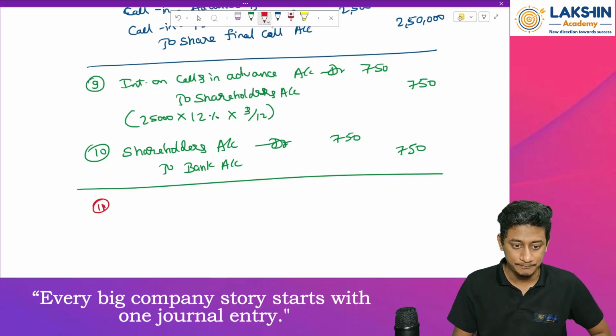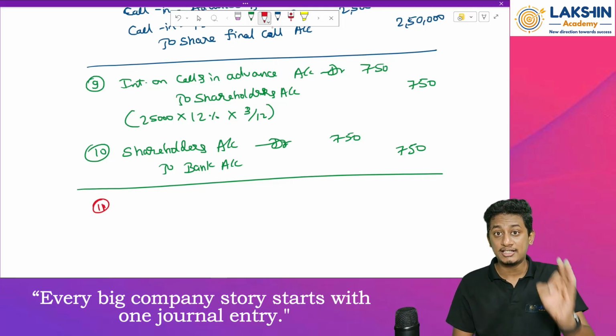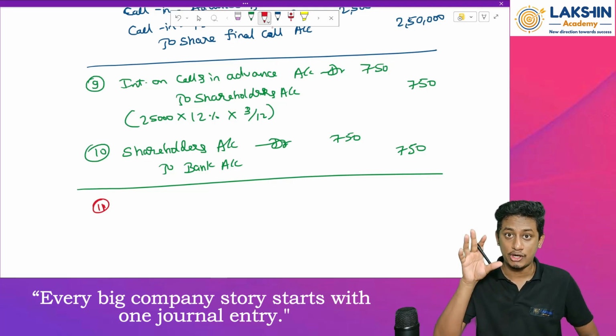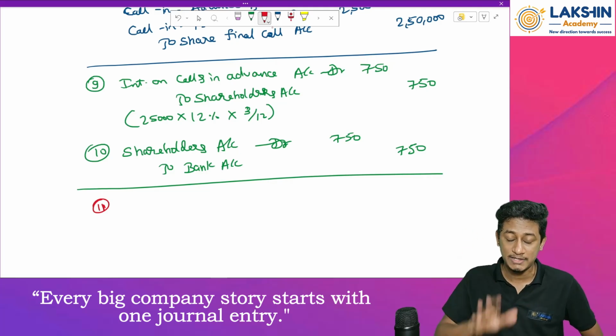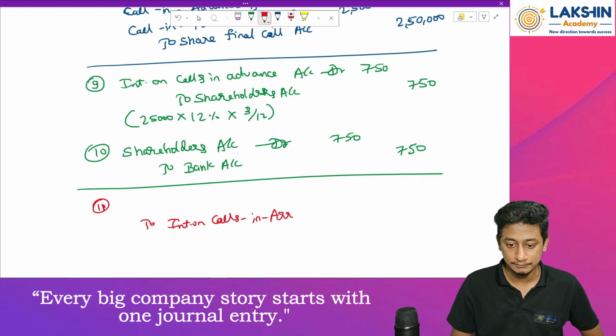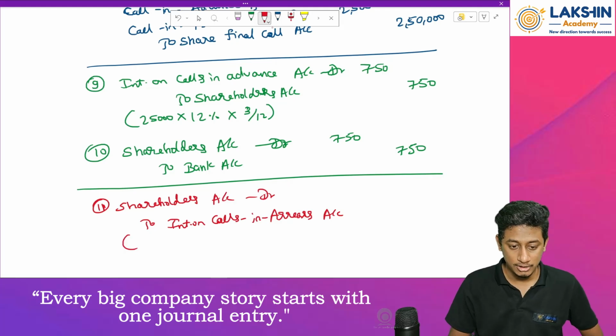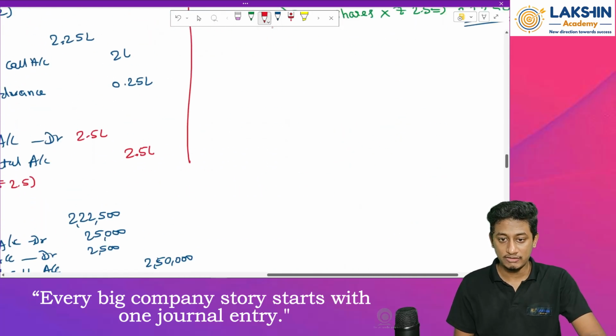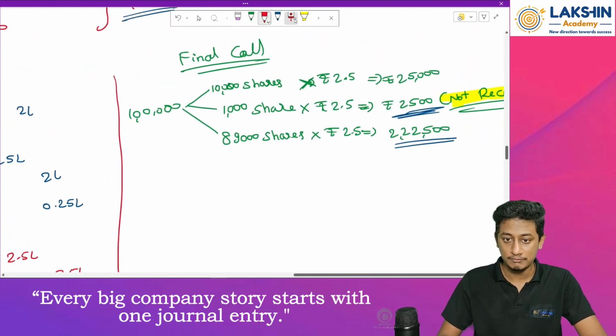Remember 10%. So the entry will be, is interest an income or expense? In this case, in calls in arrears, will the interest be an income or expense? It will be an income. So credit the interest on calls in arrears account, and debit what? Debit shareholders account, because he is my debtor now. He is an asset to me. How much was not received? Look at the working note again.